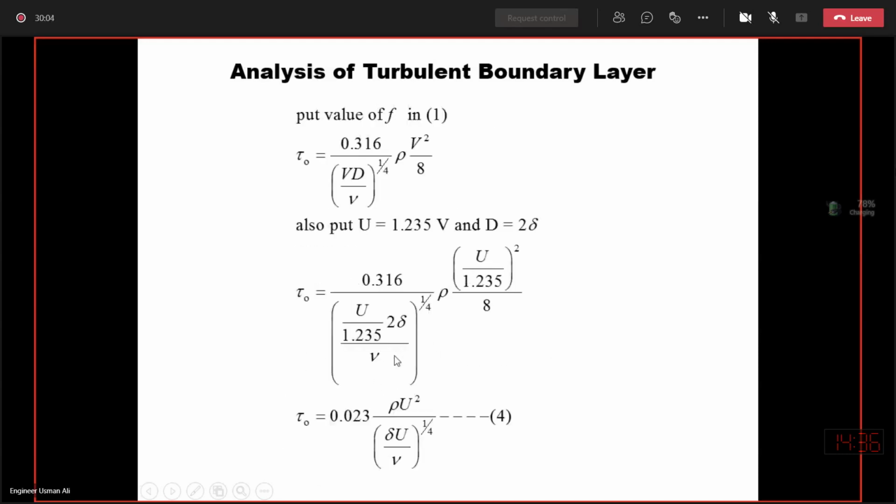Anyhow, what has been done is that we have multiplied this 0.136 with the square of 1.235, and divided by this expression 2 over 1.235 power 1 by 4 into 8. So this comes to be 0.023.